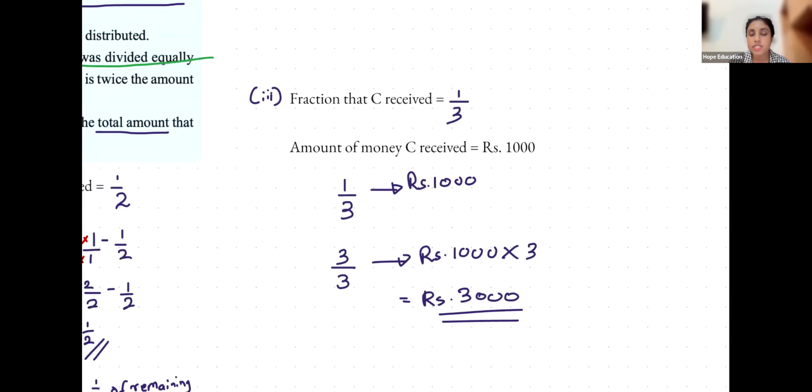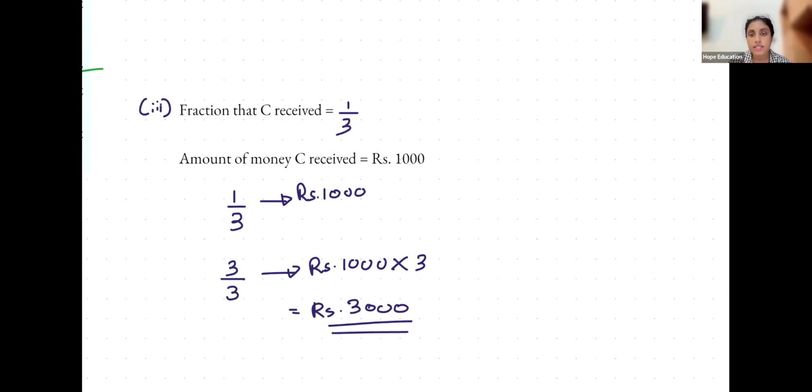Let me make a diagram. So fraction that C received is 1 over 3, no? So let's say I show the money as a circle. Exactly like this, 1 over 3. 1 over 3 is the amount of money that C received. And this 1 over 3 portion is 1000 rupees. So how much 1 over 3 is there in the circle? There are two more. Altogether there are 3 parts.